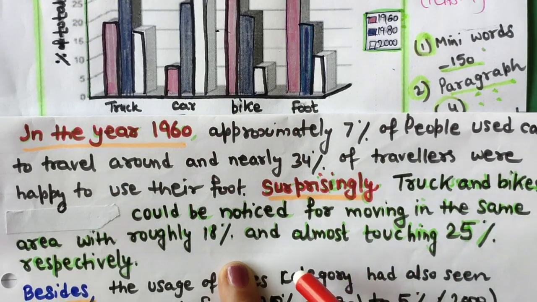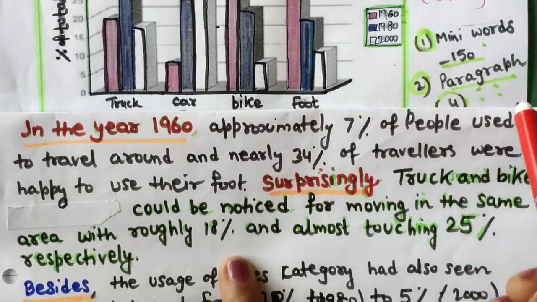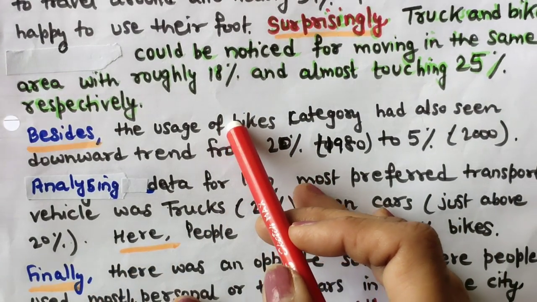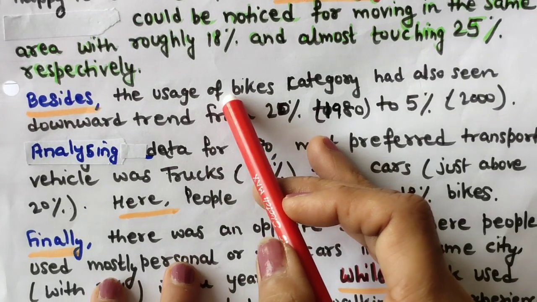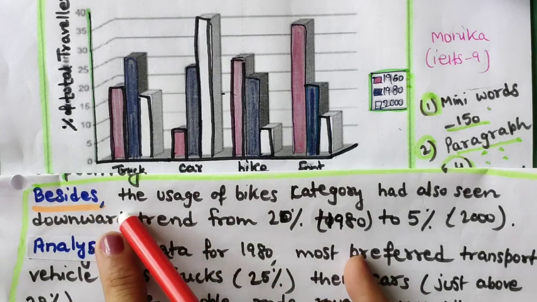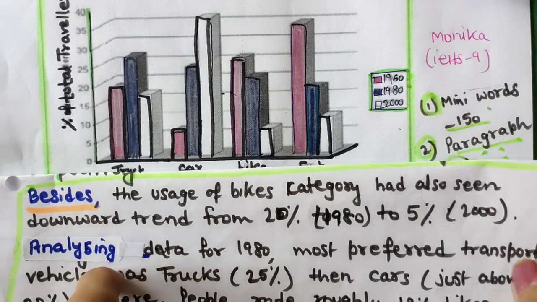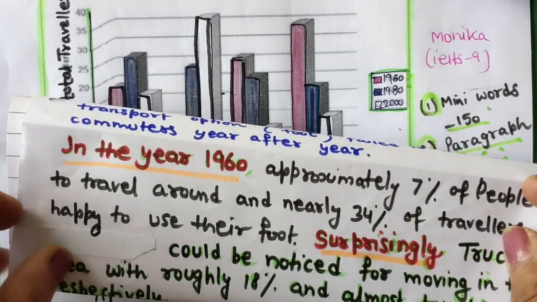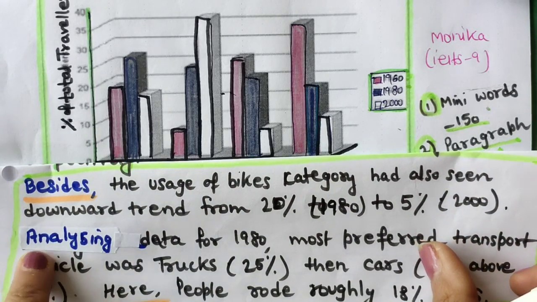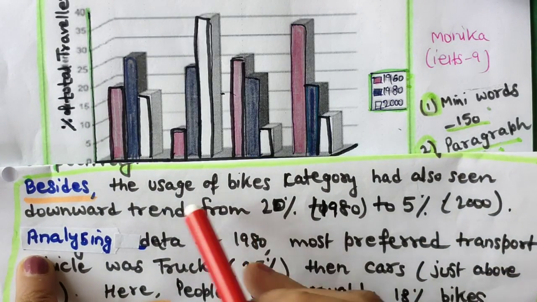Now the second one, we will talk about 1980. In this paragraph I will show you how you can write in a different way. Now, second, besides, I have not started the second paragraph the way we started with "in the year 1960." I have started in a different way, and I will show you other words for starting.